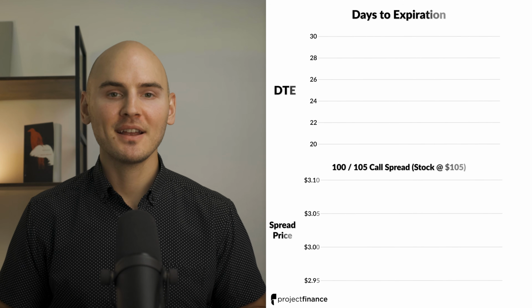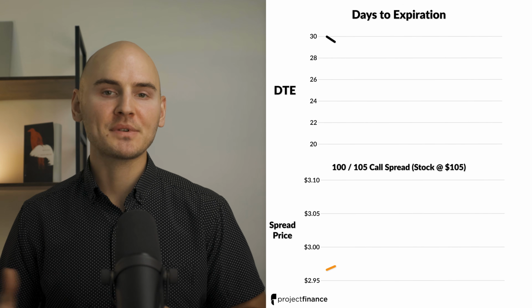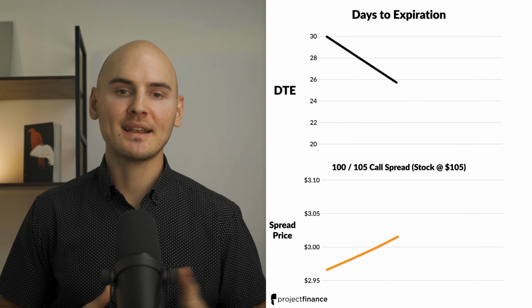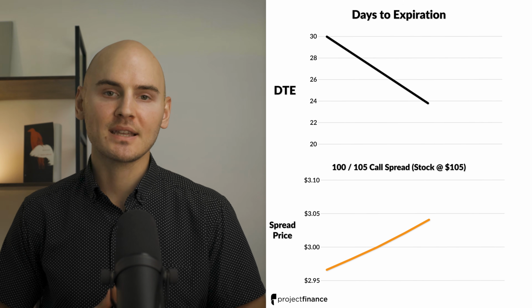So now let's look at the same exact test, but in this example, we're going to hold the stock price at $105 as we go from 30 days to expiration to 20 days to expiration. As we can see here, the spread's price did the complete opposite, and the spread's price steadily increased as we went from 30 days to expiration to 20 days to expiration.